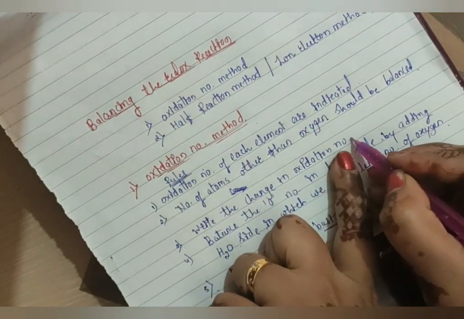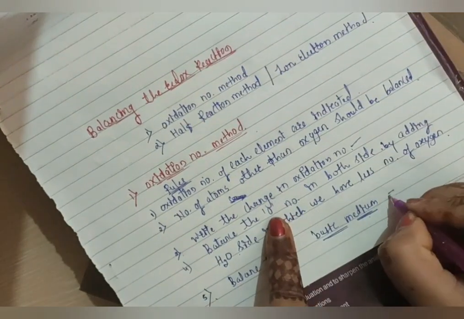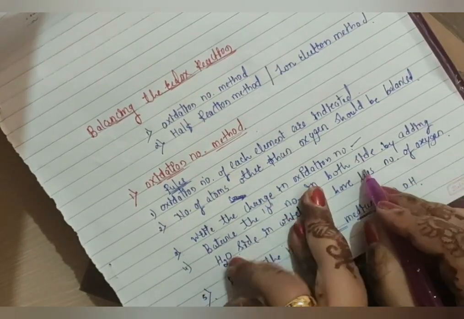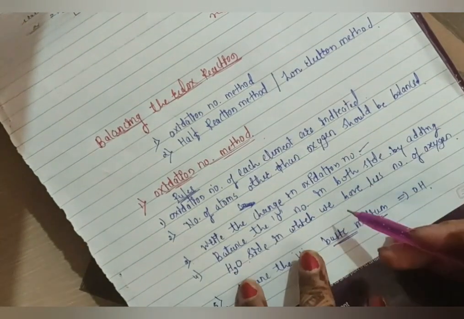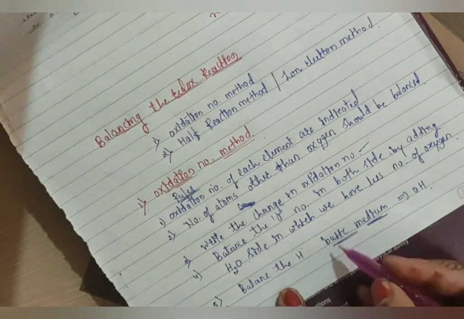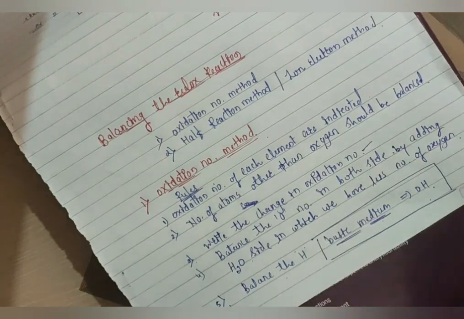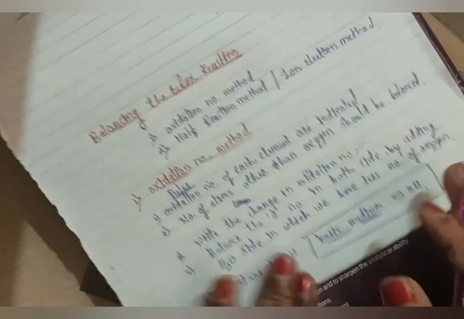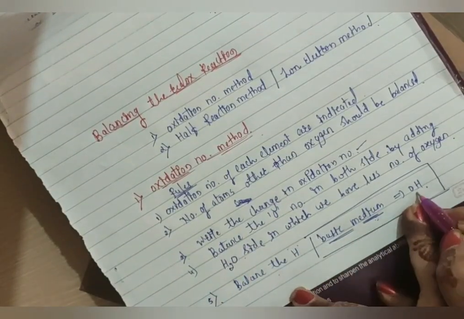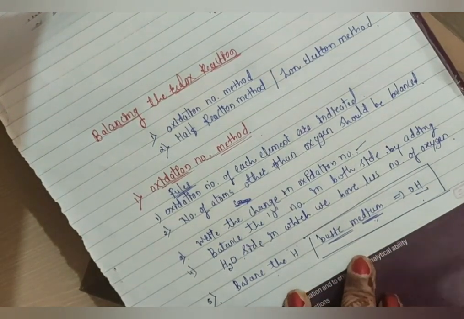Then after this you have to write as it is. After that, to balance the oxygen, you have to add OH here. Don't add water here, I'm telling you no. If they don't provide any condition, you have to add water directly, then you have to directly add hydrogen. But if they provide basic medium, you have to add OH first, then you have to add water, then you have to balance the hydrogen.